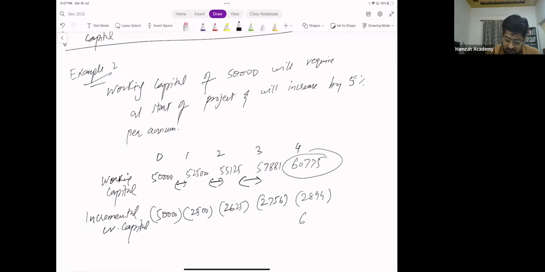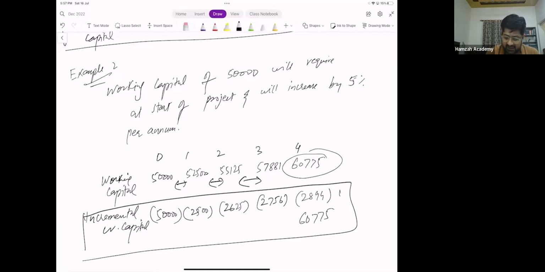This will be an inflow in the last year too. So these are negative and this is positive. Net it will become, and this will go to the net cash flow of working capital. What is the net? If you calculate net, it will be 57,881. So in the final year, instead of writing this, you will write simply this here. Note it down, please.